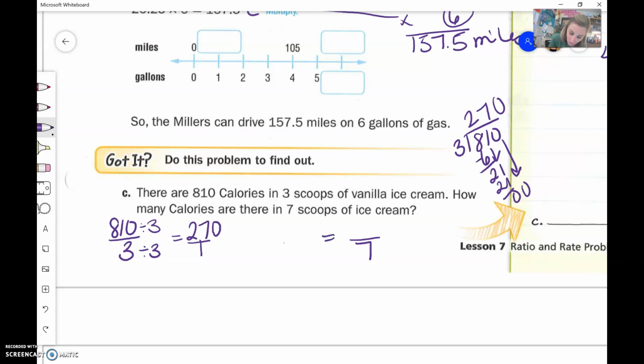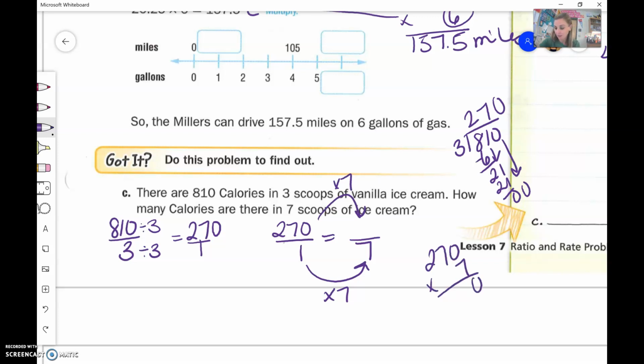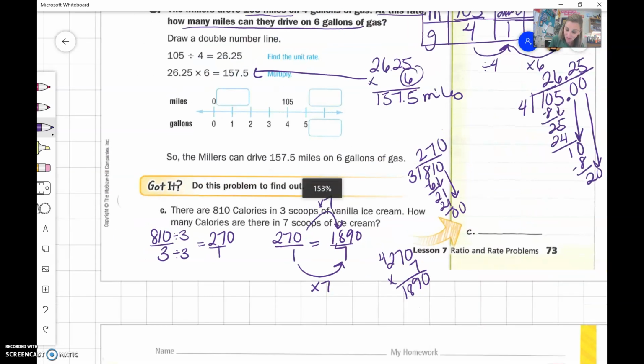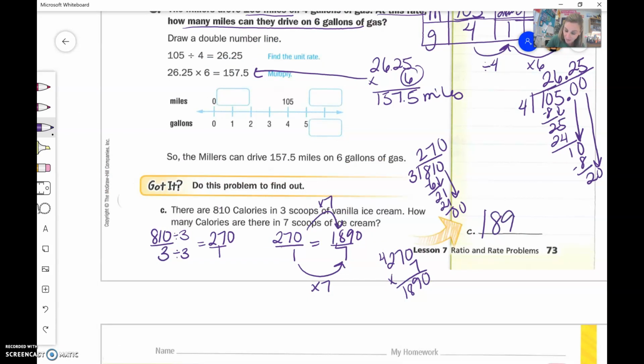Now I want to find the equivalent rate from this. So how do I get from 1 to 7? I multiply by 7. How do I get from here to here to figure out 270 times 7, 0, 49, 14, 15, 16, 17, 18 gives me 1,890 calories in 7 scoops of ice cream. So 1,890 calories in 7 scoops of ice cream.